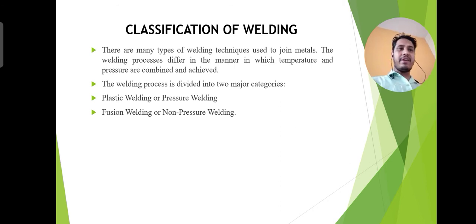For example, the first one is the gas welding process. Gas welding is further classified into four types: air acetylene welding, oxy-acetylene welding, oxy-hydrogen welding, and pressure gas welding. The next one is the arc welding process. Arc welding is further classified into many types, for example carbon arc welding, flux coated arc welding, shielded metal arc welding, submerged arc welding, and tungsten inert gas welding, also known as TIG. Another name is GTAW, gas tungsten arc welding.